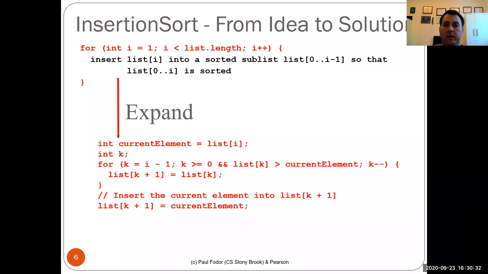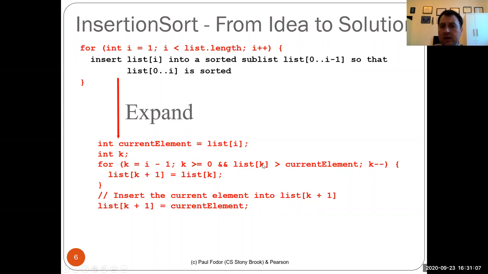Okay. So how is this implemented? It's quite simple. We start with the second element, the element at index one, up to the end of the list. Then we want to insert the element at index i into the sorted sublist from 0 to i-1. How do we do that step? We save the element at index i into a current element variable. We have a loop that starts with k equal to i-1 and ends when k is less than 0.